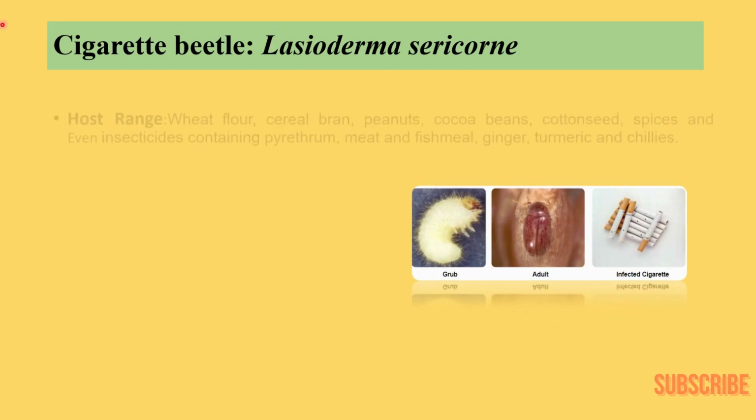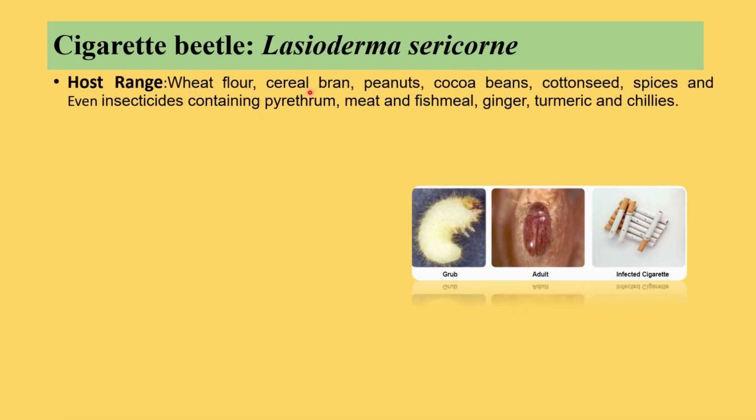Coming to Lasioderma serricorne, which is commonly called the cigarette beetle, let us see the host range. The hosts include wheat, cereal bran, peanuts, cocoa, cotton seeds, spices, even insecticides containing pyrethrum, meat, fish meal, ginger, turmeric, and chilies. These are the host range of the cigarette beetle.